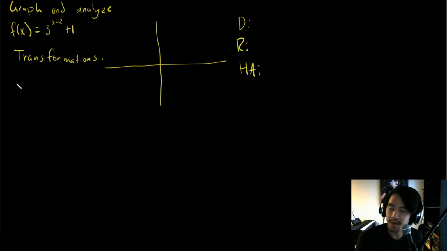Anyways, we got a function here. f of x is equal to 3 to the x minus 2 plus 1.